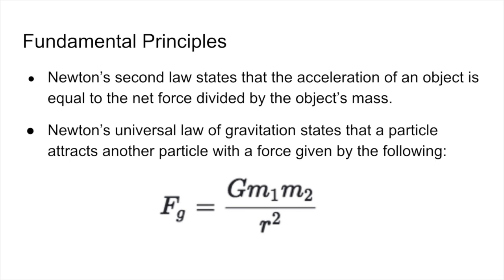Fundamental principles. Newton's second law states that the acceleration of an object is equal to the net force divided by the object's mass. Newton's universal law of gravitation states that a particle attracts another particle with a force given by the following equation. The force of gravity is equal to the universal constant G times mass 1 times mass 2 all over r squared. We will also be using parallel and perpendicular momentum.